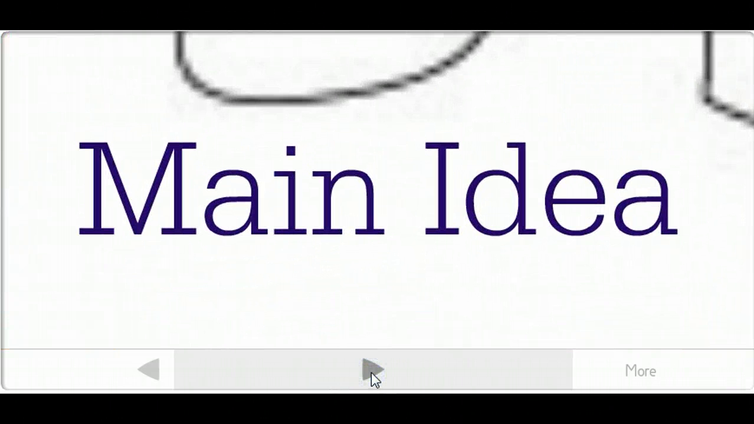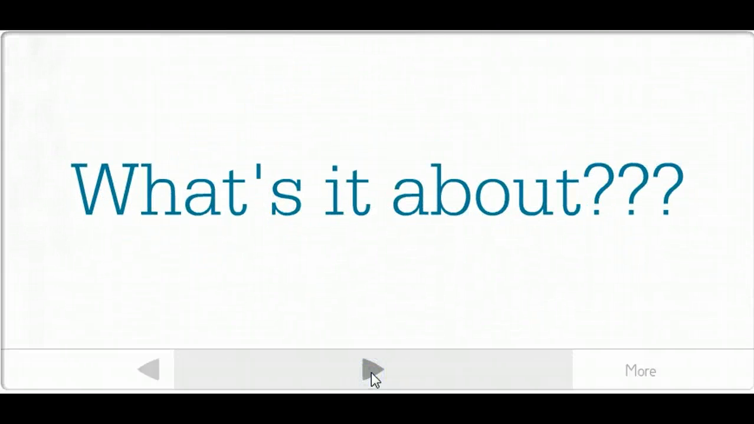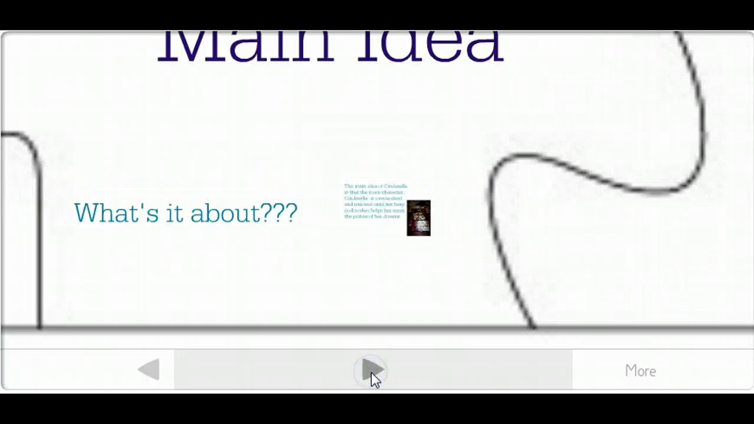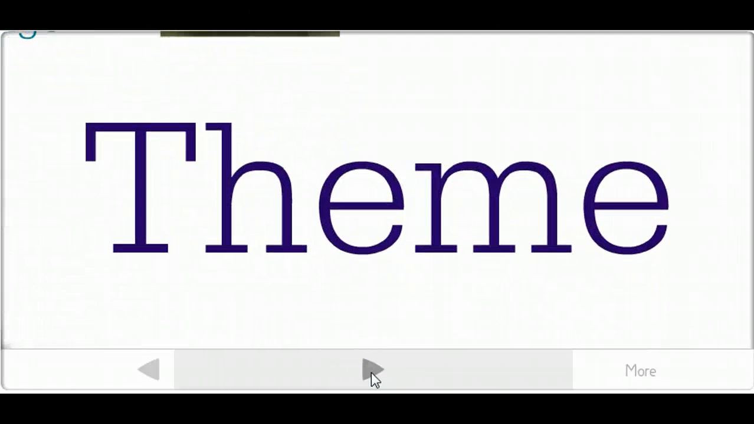Next is main idea. Main idea is so important. Sometimes it's hard for people to determine what the main idea of a story or an article is. So what is main idea about? The main idea of Cinderella is: the main character, Cinderella, is overworked and unloved until her fairy godmother helps her meet the prince of her dreams. That's an example of main idea, which we'll go over in detail in another lesson.